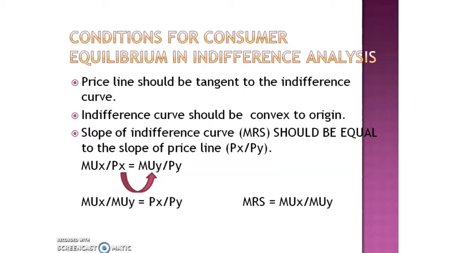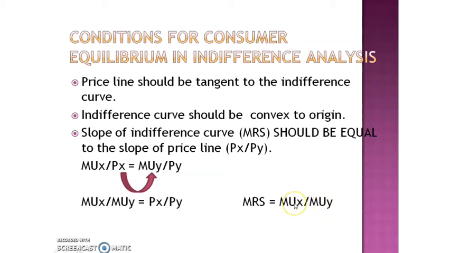So it is nothing but the application of the law of equi-marginal utility. What is the law of equi-marginal utility? According to this law, MUx divided by price of x is equal to MUy divided by price of y. If we interchange, we will get MUx divided by MUy is equal to price of x divided by price of y. Here MRS is equal to MUx divided by MUy.